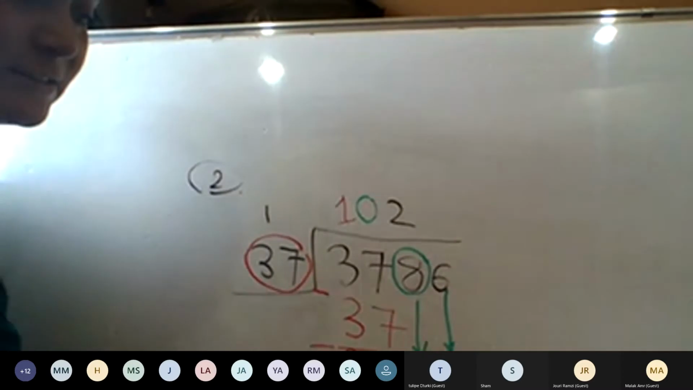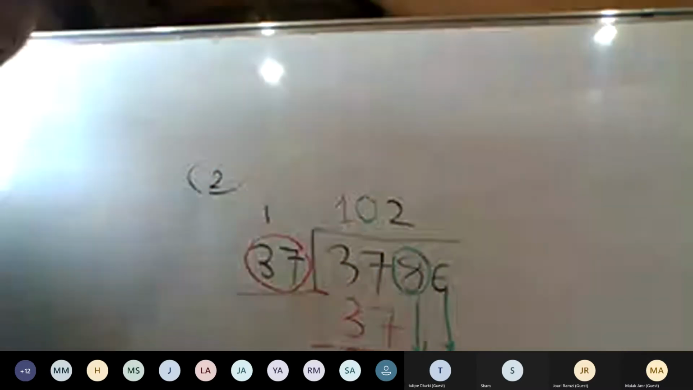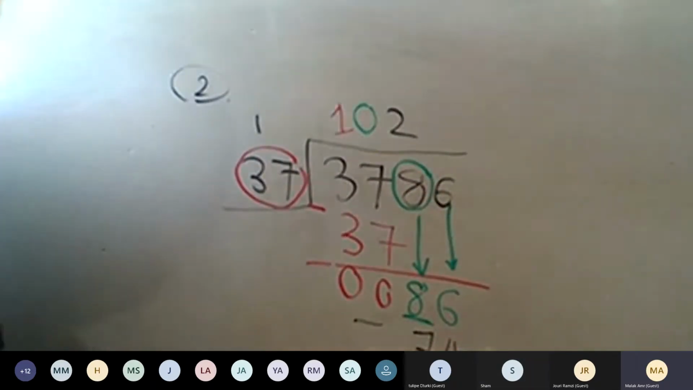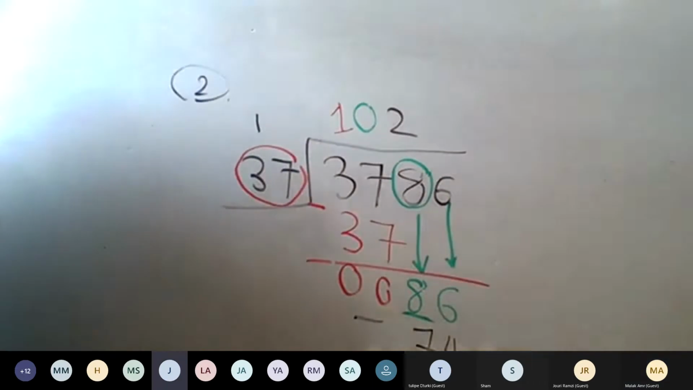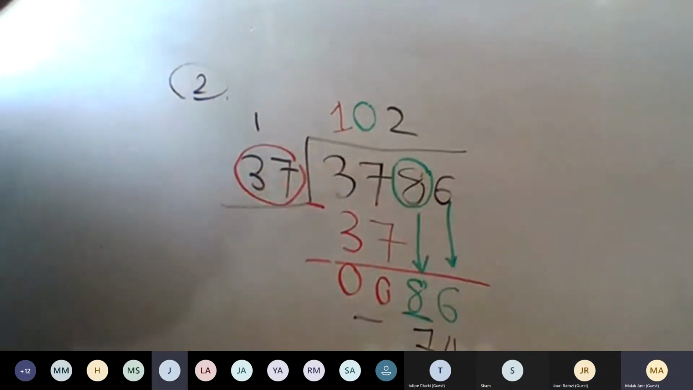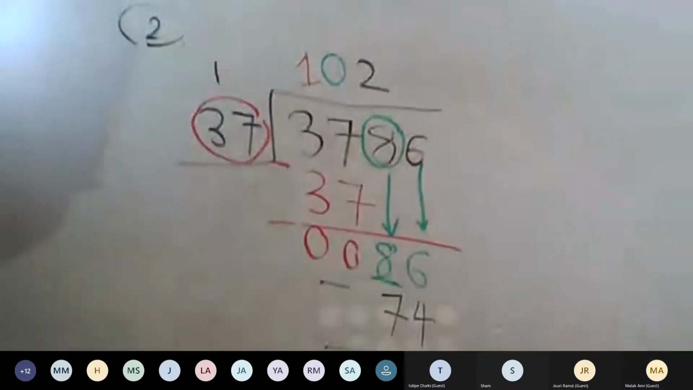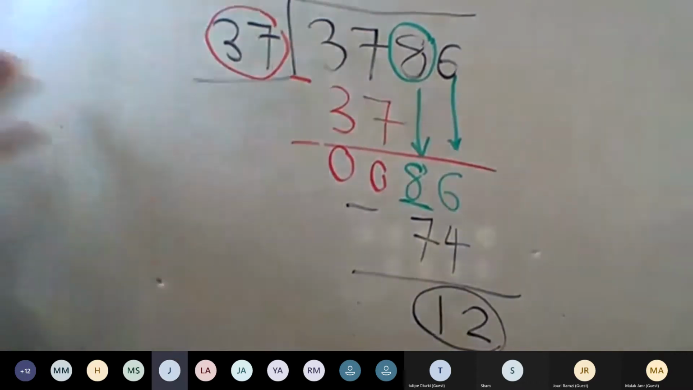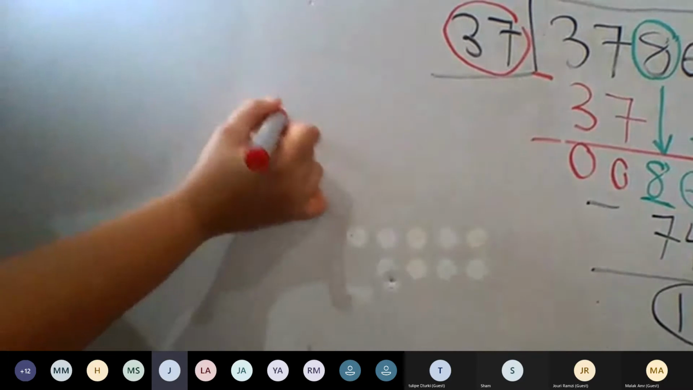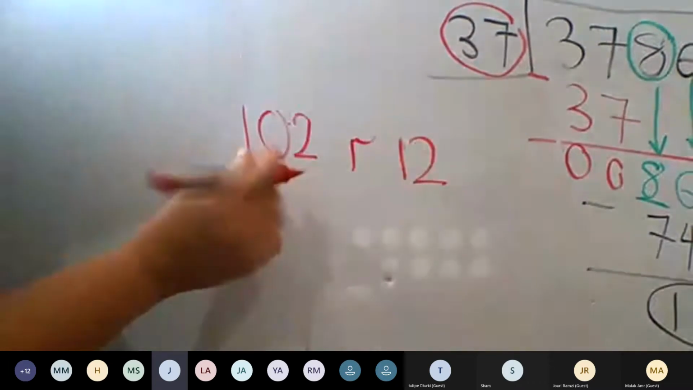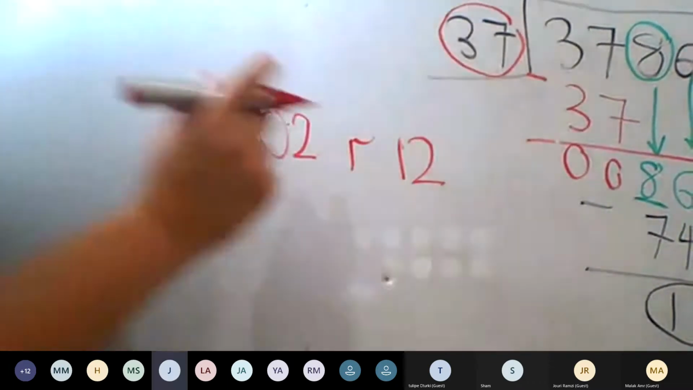Now then, let's subtract. 6 minus 4 is 2. 8 minus 7 is 1. So the remainder here is what? 12. Since 12 is less than 37, I will stop here. Now I will write the answer like this: 102 remainder 12. That means the quotient is 102 and the remainder is 12.